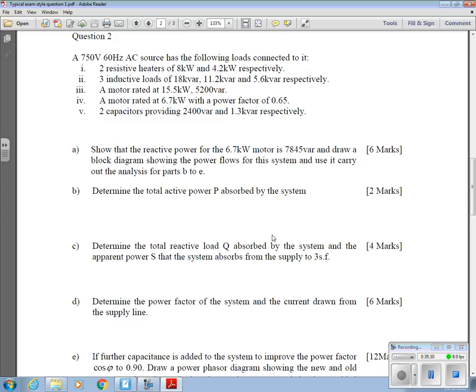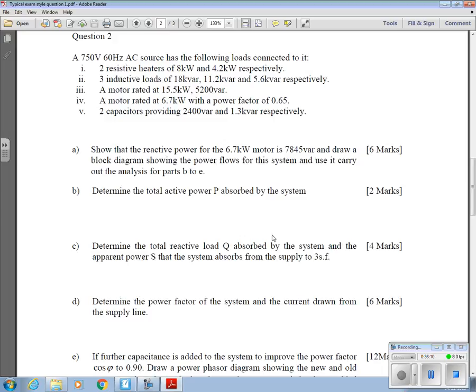The motors and the inductive loads are opposite polarity in terms of power to the capacitors. The motors and inductors are said to draw reactive power from the system, and the capacitors give it back. So if you say the ones that are drawing are positive, then the ones that are given back must be negative. It doesn't matter which way round you treat those, as long as they are opposite to each other, you get the same answer. It depends whether you're talking about what's being drawn from the system or what's being given to the system.